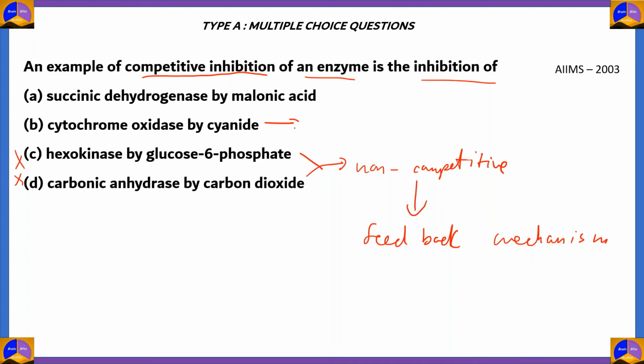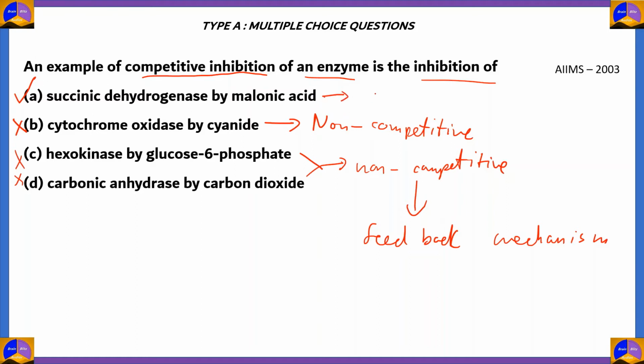Option B, cytochrome oxidase by cyanide, is non-competitive inhibition because it has a separate allosteric site where cyanide binds to cytochrome oxidase. So it changes the active site, which leads to problems. That's why people die of cyanide: cyanide inhibits cytochrome oxidase non-competitively, so the person dies immediately. So option B is incorrect. The right answer is option A, succinic dehydrogenase by malonic acid.